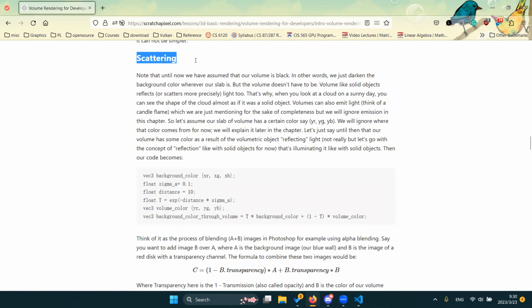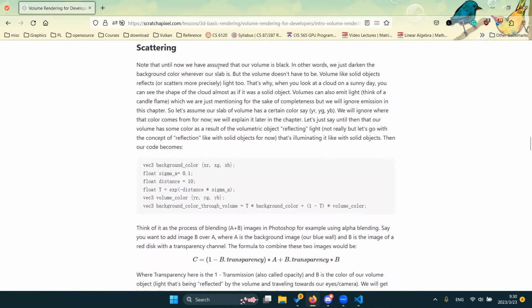So up until now, we assume that our volume is black. It just darkens the background. But the volume doesn't have to be, because they scatter light too. Volumes can also emit light.